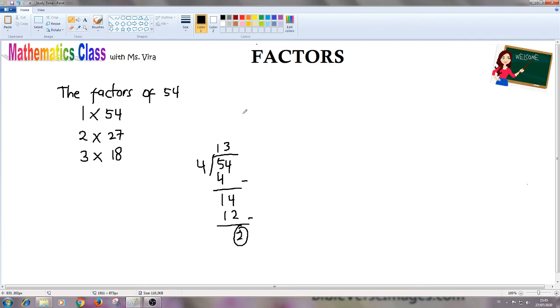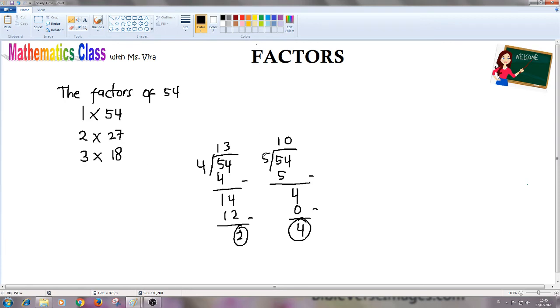54 is not divisible by 5. You can prove it over here. 54 divided by 5: 1, 5, and then minus, 4, 0 times 5, 0, and then it will give 4 as the remainder. Because 54 is not divisible by 4 and 5, we will not write them over here.